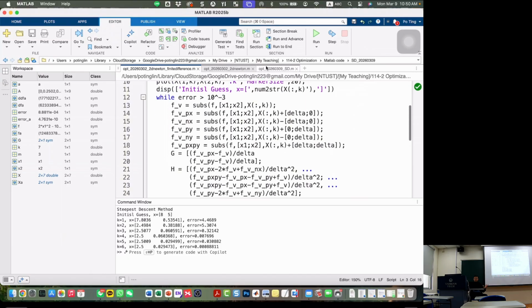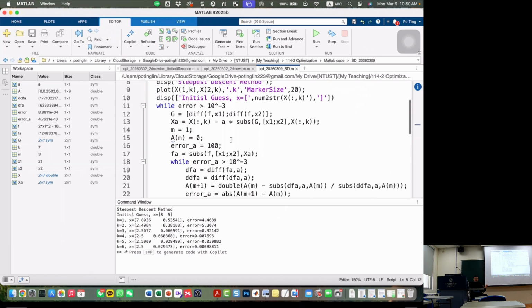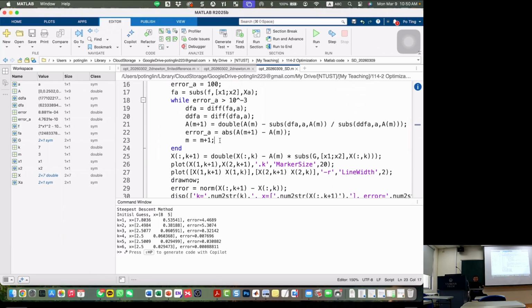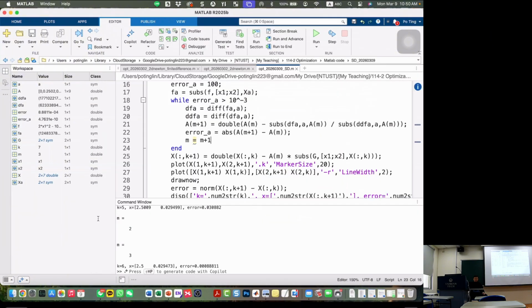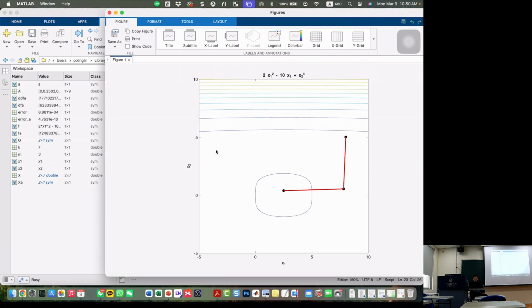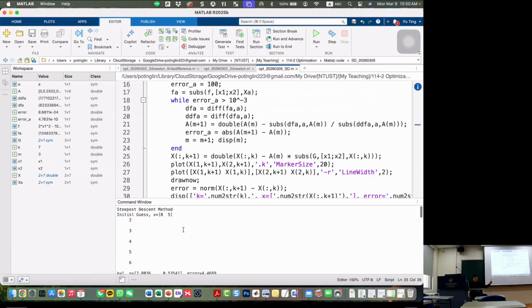So let me see how much time it did for the line search. So here is steepest descent. If I just display the M, then we will know. Okay, let's do it again. So for steepest descent, the effort was spent in line search.